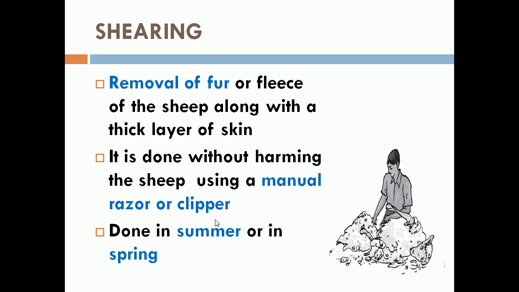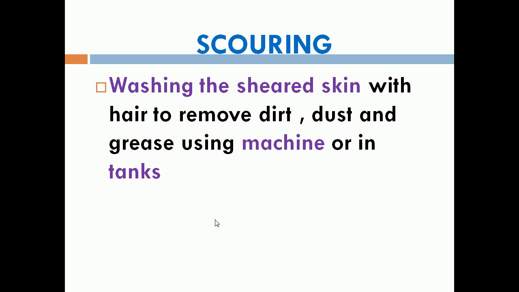Here you can see the picture. A person is doing the shearing, that is, removing the fur from the sheep by using the razor. Now the second step is scoring. What is meant by scoring? After removing the skin from the sheep, this sheared skin contains dirt, dust and grease. So we have to wash it. That process is called scoring.